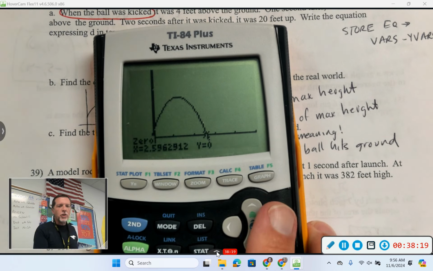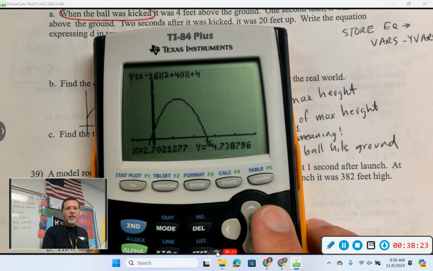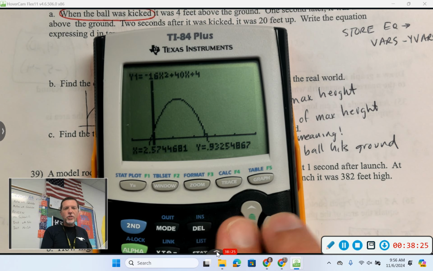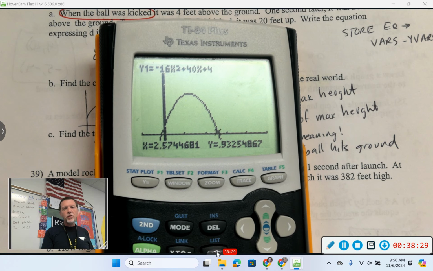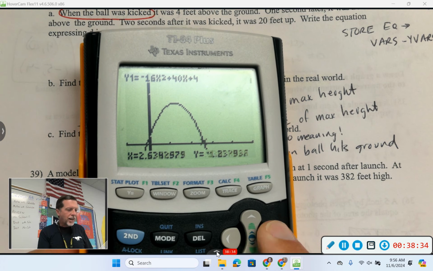Where people get into trouble is if they don't remember the second calc zero and they just go trace and get the cursor close to it. You're like, okay, that's close to 0, so I'll answer 2.57. Well, no, that's not y equals 0. You've got to get y equals 0.